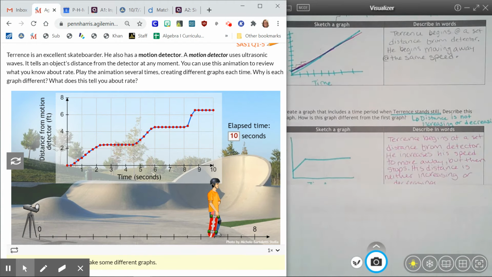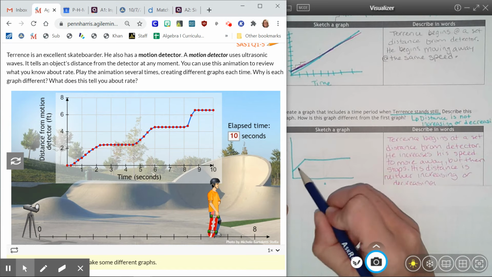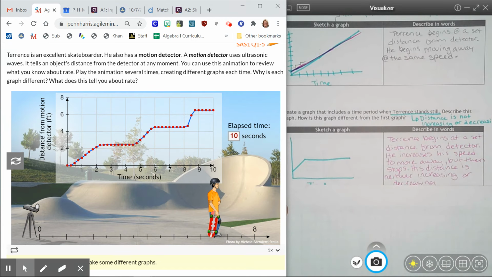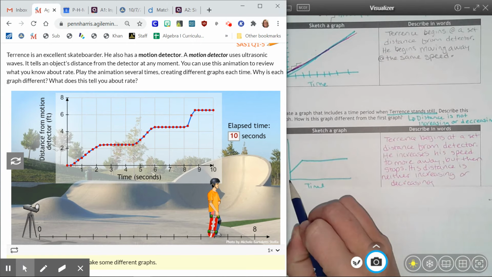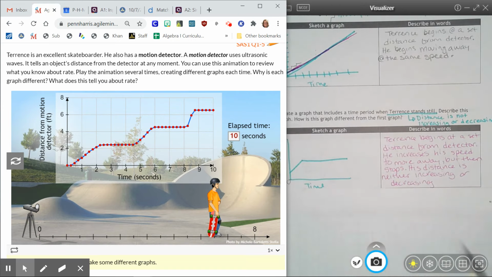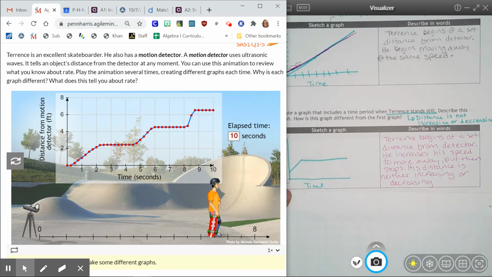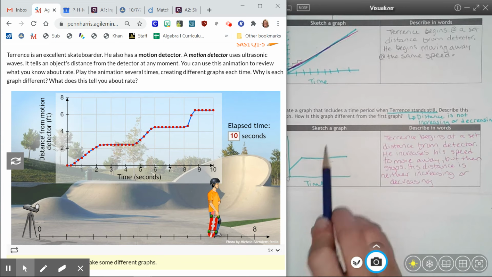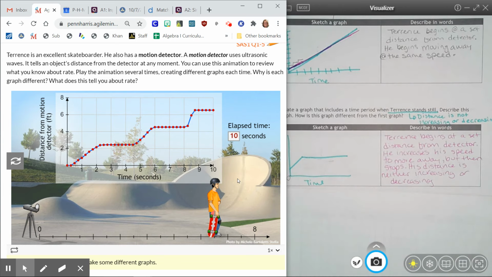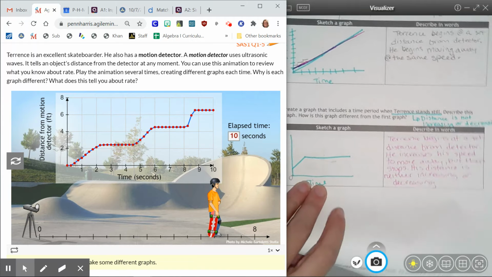So let's take a look at the graph that I drew. You can either draw the graph that I have here on my thing, or you can draw the one that's on the screen. And I said that Terrence begins at a set distance from the detector. Again, he's not at zero, meaning he's not on top of the detector. He's in front of it. So there is a little bit of distance there. He then increases his speed to move away, but then stops. And the distance did not go up nor go down. Okay. Let's go ahead and turn the page.